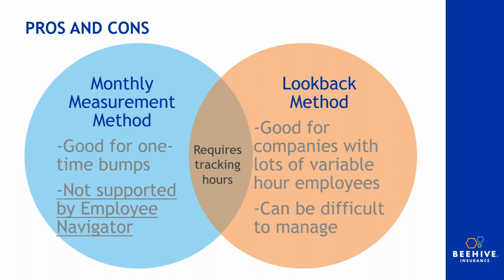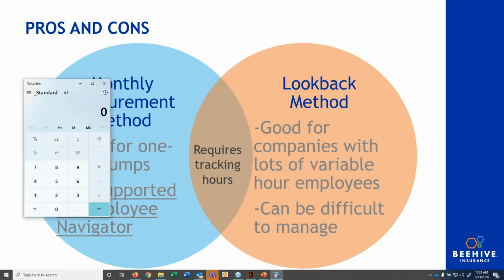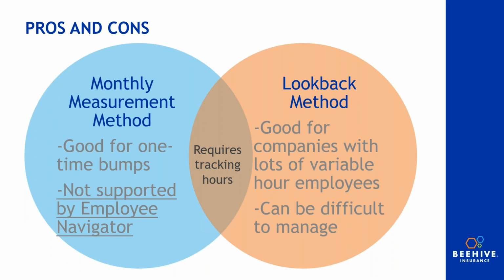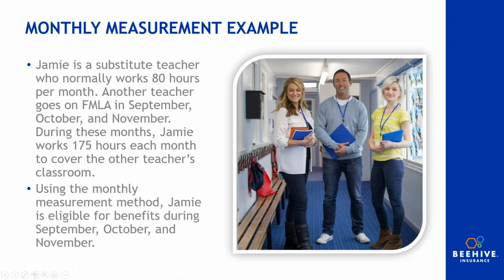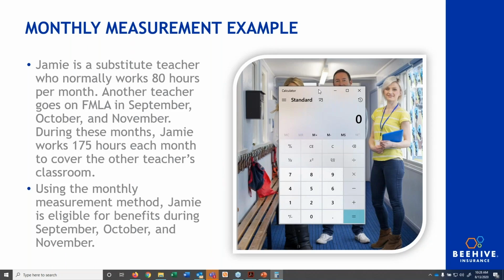That's why the look-back method is the more common method, because in that situation of the teacher who is working 80 hours per month generally, but works 175 hours during those 3 months, if we add up their hours, that would be, let's pull up a calculator first. So here's our calculator, and let's go back to our teacher slide really quick. All right, so here's our teacher, and here's our calculator. So they are working 80 hours per month for 9 months of the year.